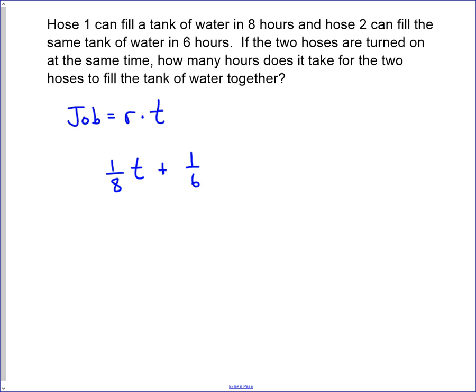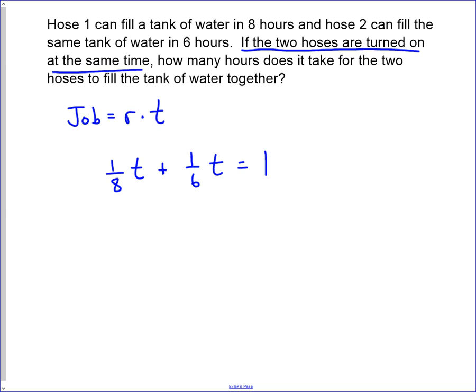Now, if the two hoses are being turned on at the same time, so their time is the same, you're going to wait until they actually finish the job, and so you're going to use the same variable for t. And so 1/8 times t plus 1/6 times t. Well, what are you calculating here? We want to calculate when the job is done, and so the amount of job that's being done is exactly equal to 1. And so this equation models the situation. 1/8 times the time plus 1/6 times the time equals 1.